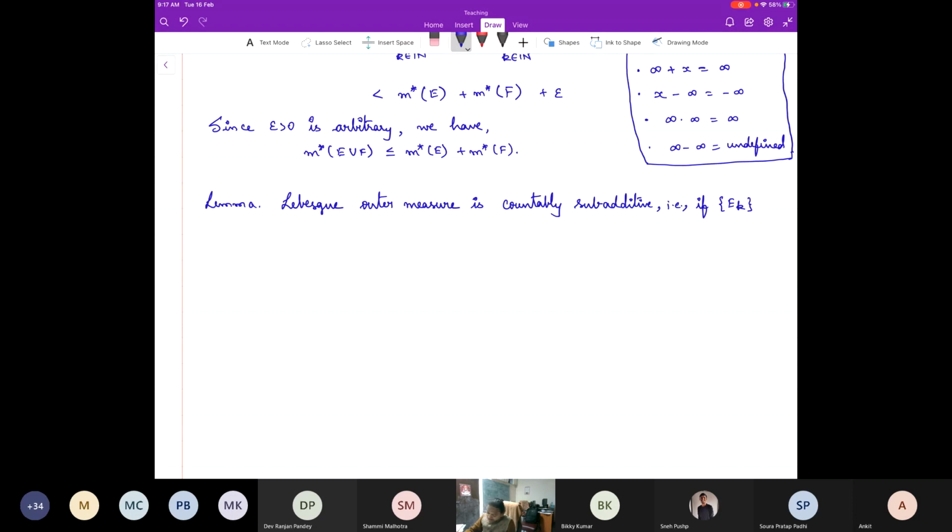Lebesgue outer measure is countably subadditive, that is, if Ek is a countable collection of subsets of R, then m star of the union over k equal to 1 to infinity of Ek will be less than or equal to the summation over k running from 1 to infinity of m star of Ek.